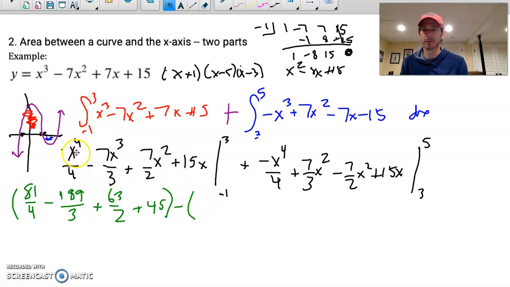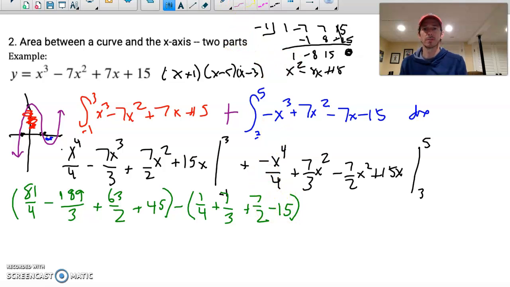If I put -1 in here, it becomes 1/4 because of taking a fourth power of a negative. This -1 is going to turn this -7, and there's already a negative there, so that's going to become plus, and now I'm writing over top of myself, sorry, 7/3. If I put a negative in here, it becomes positive by the squaring, so I have plus 7/2 and minus 15.